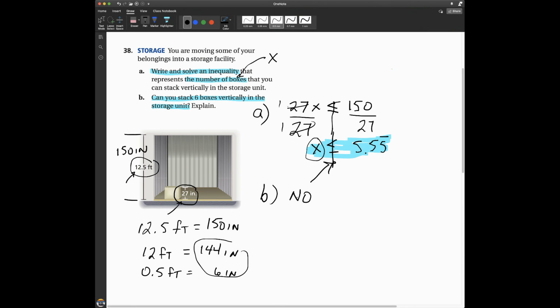Because 6 boxes, how tall would 6 boxes be? So 6 boxes would be 27 times 6, and I can put that in my calculator. 27 times 6 equals 162 inches, right? And I have to make sure that when I stack my boxes that the total height is less than or equal to 150 inches. So I can't stack 6 boxes in there. All right, so that's why the answer is no.